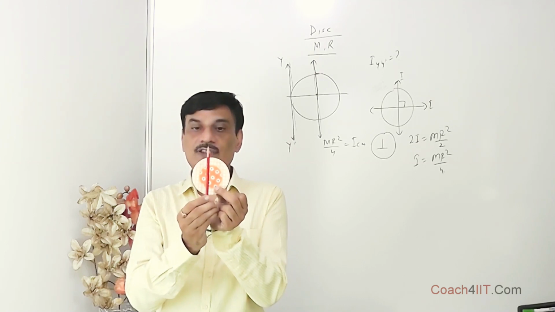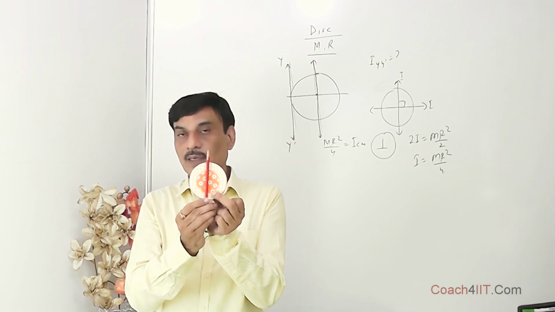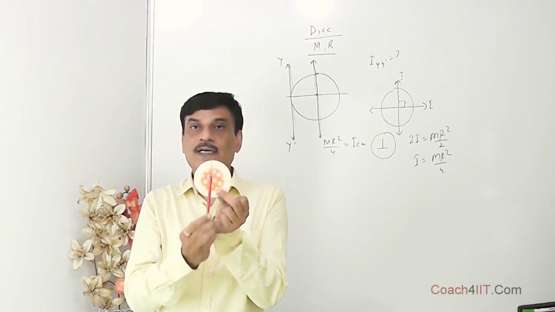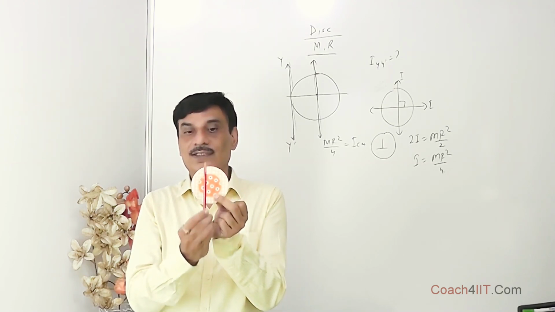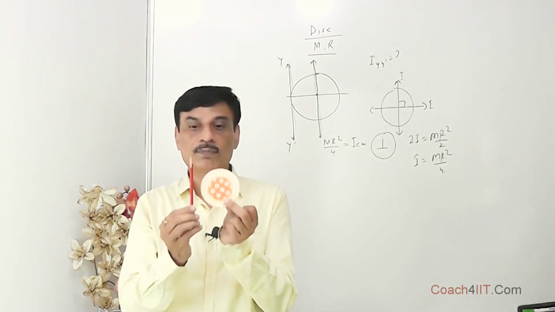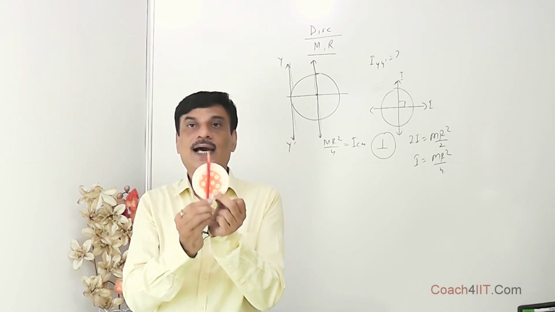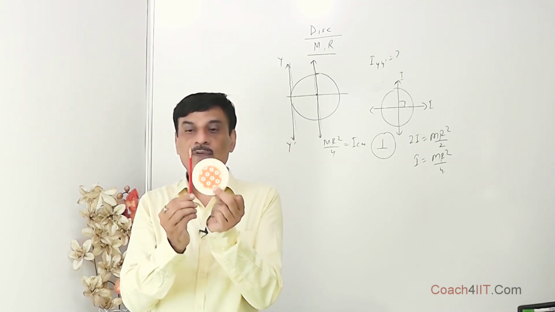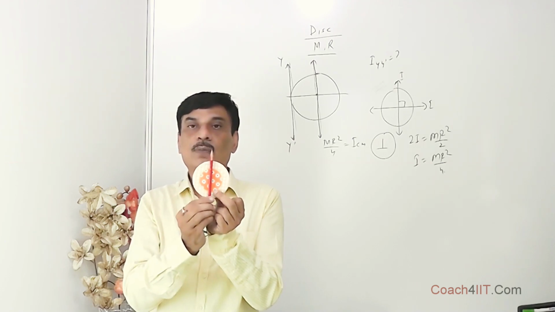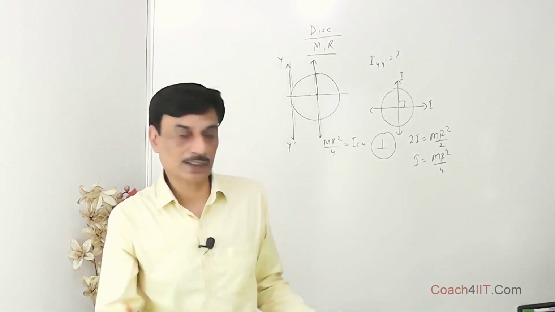So what we do is, first using the perpendicular axis theorem, we find the moment of inertia about this axis, which comes out to m r square by 4. Now this axis passes through the center of mass of the disk. So now we can very well use the parallel axis theorem, because in it both axes have to be parallel, and one of them has to pass through the center of mass. So the moment of inertia is m r square by 4 plus m into the distance between the two, which is r, so it is m r square.